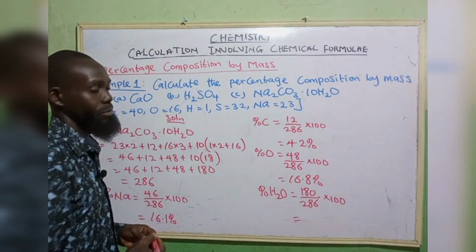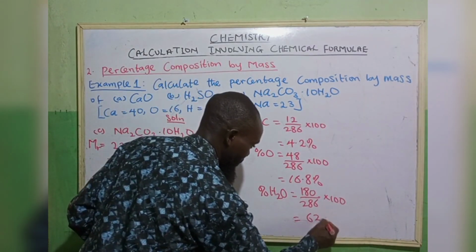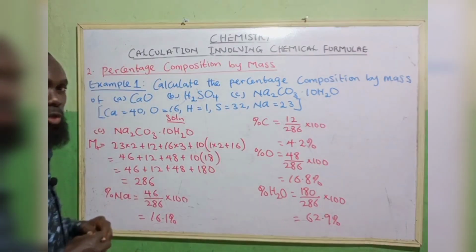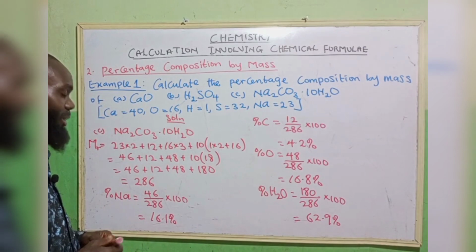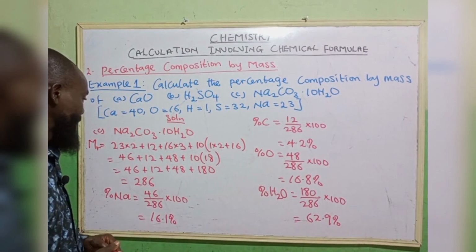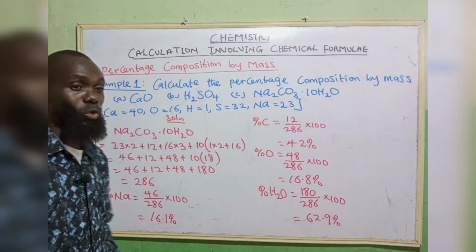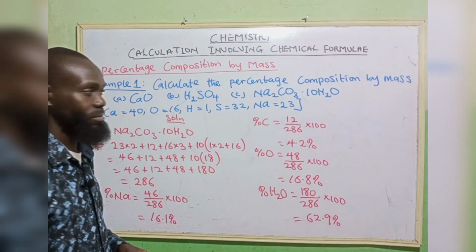So what do we have? We have 62.9%. So this is how to calculate the percentage composition of elements in a compound. And don't forget, if we add each of these percentages together, it's going to give us 100.